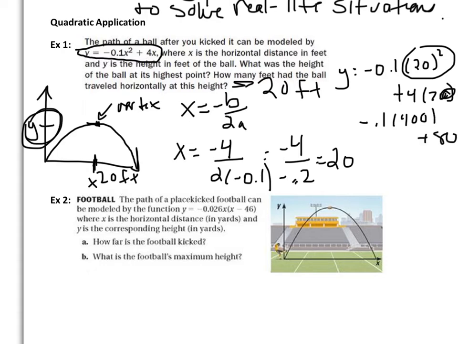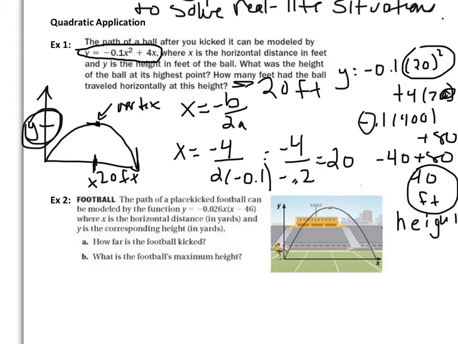So negative 0.1 times 400 is essentially like doing negative 1/10 of 400 or dividing 400 by 10. So that's going to be 40, but because it's negative, it's going to be negative 40. So essentially I have negative 40 plus 80, and that is 40. So the height of the ball is 40 feet. That is that maximum height. And let's maybe write that. So that is the height of the ball.